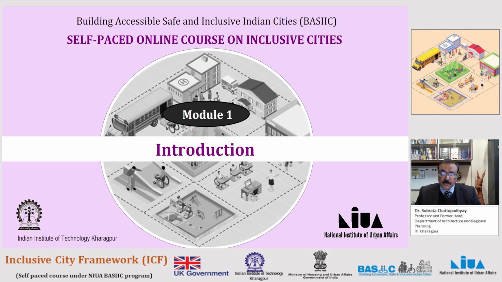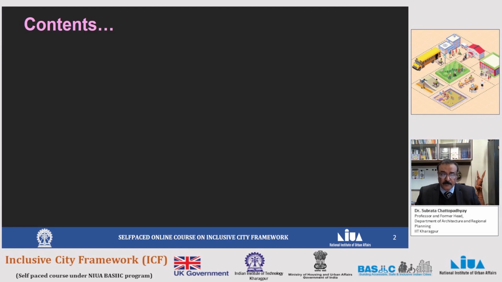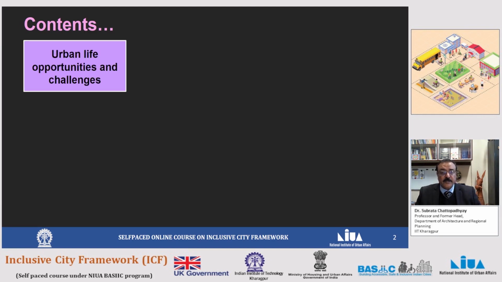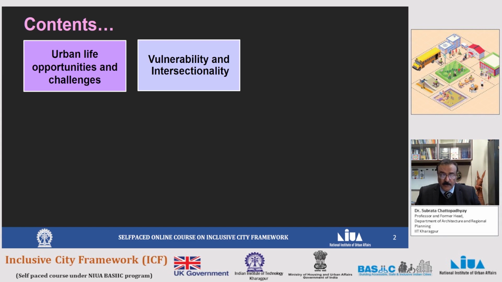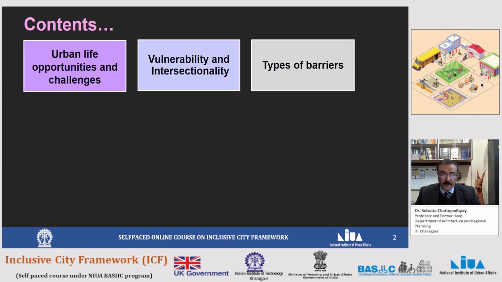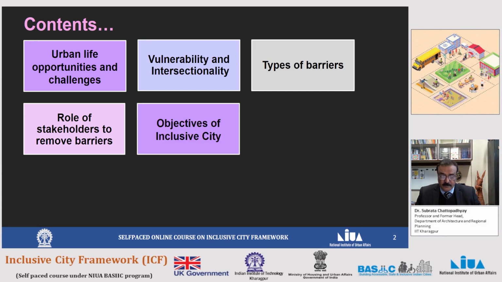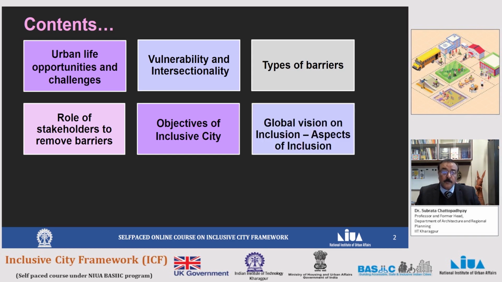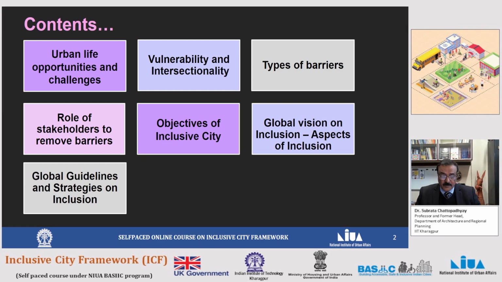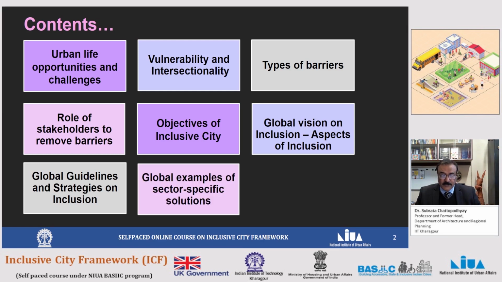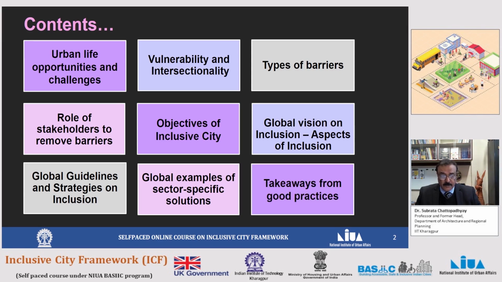So, what are the contents covered? They are urban life opportunities and challenges, vulnerability and intersectionality, types of barriers, role of stakeholders to remove barriers, objectives of inclusive city, global vision on inclusion, aspects of inclusion, global guidelines and strategies on inclusion, global examples of sector-specific solutions, and takeaways from good practices.